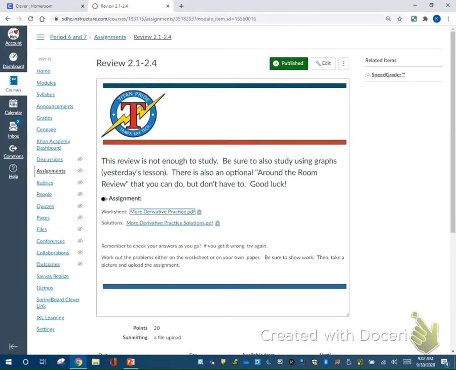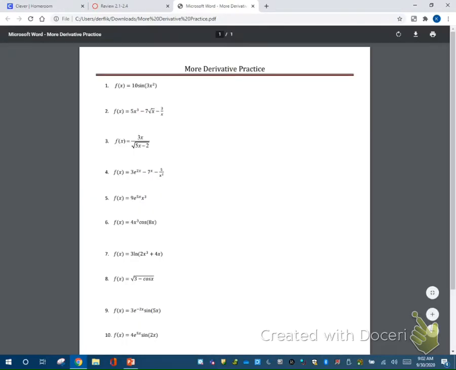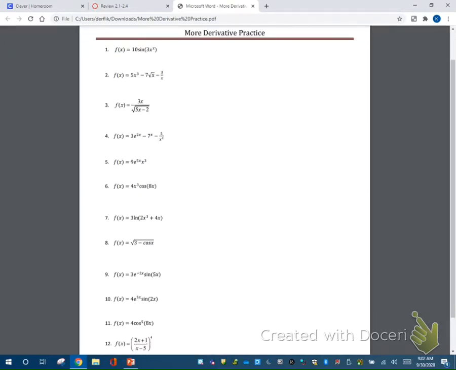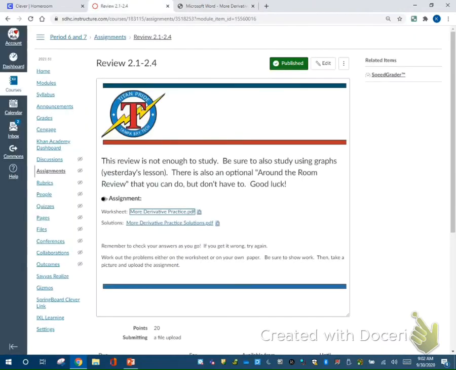Okay, it looks just like the last derivative worksheet we did. Okay, that looks like that. Very straightforward. The first page of your test is going to look like this. Okay? All right. Then back to Canvas.